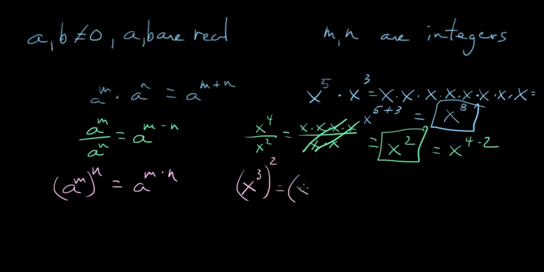Well, that's x times x times x raised to the second power, which is x times x times x times x times x times x, right? And how many factors do you have? You have 6, which is 2 times 3. Not 5. You don't add them. You multiply them. Think about this.